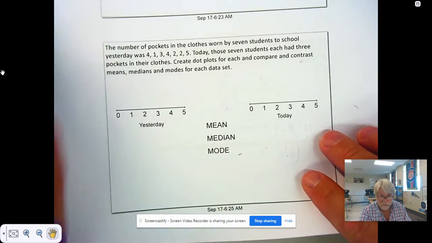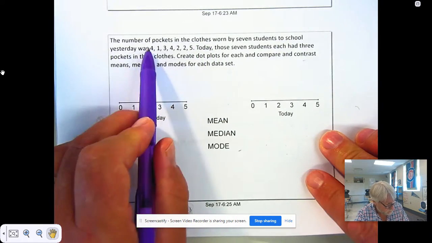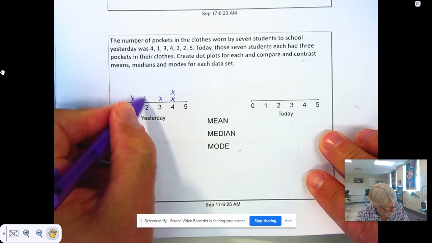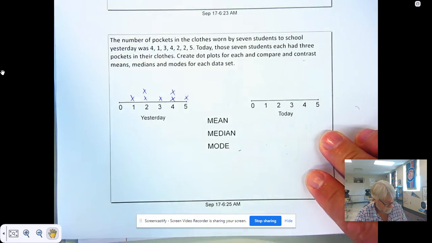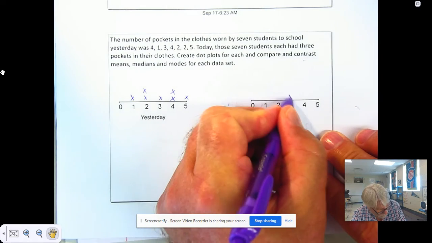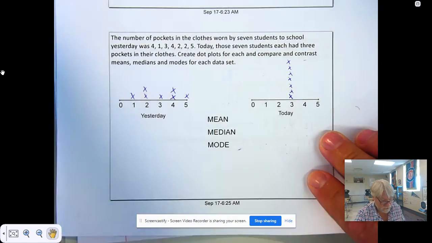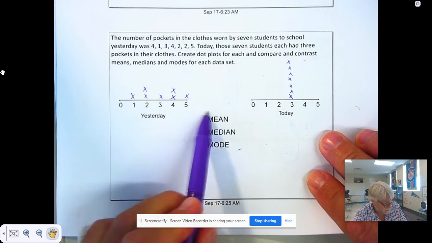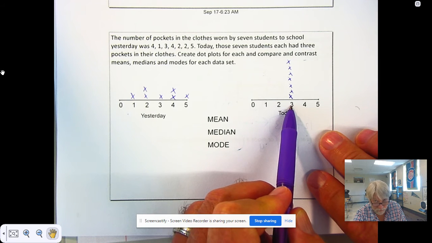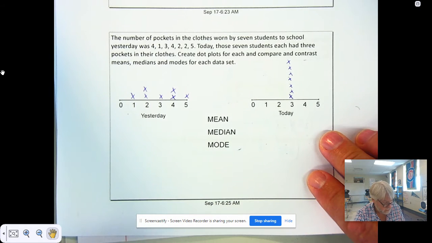For example, slide 4. We make a dot plot of the number of pockets in the clothes worn by 7 students to school yesterday: 4, 1, 3, 4, 2, 2, 5. Today, those 7 students each had 3 pockets in their clothes: 1, 2, 3, 4, 5, 6, 7. So clearly we have data that is more spread out and data that is more compact. We're supposed to compare and contrast the means, medians, and modes for each data set.